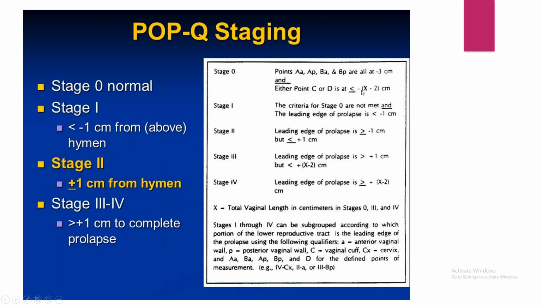So now suppose that total vaginal length is 9 centimeter. So here your cervix or D, that is posterior fornix, when it is less than -7, that is -7, -8, -9, it will be stage 0. When it is more than -7, that is from -1 to -7, it will be stage 1. Got it?